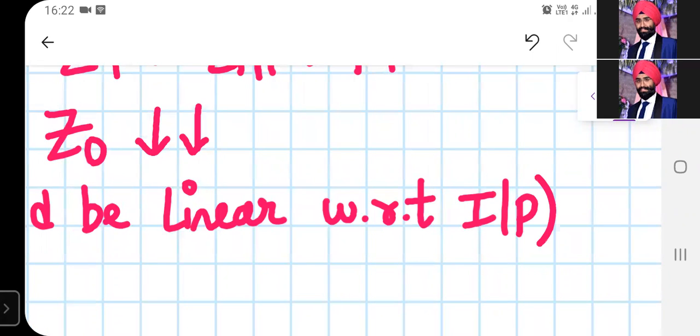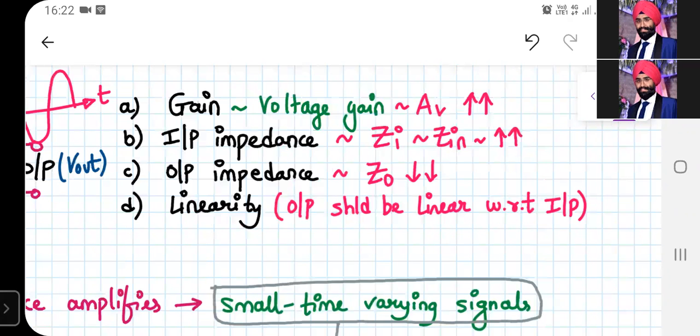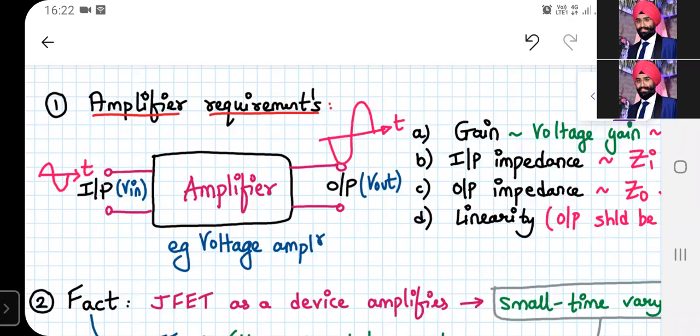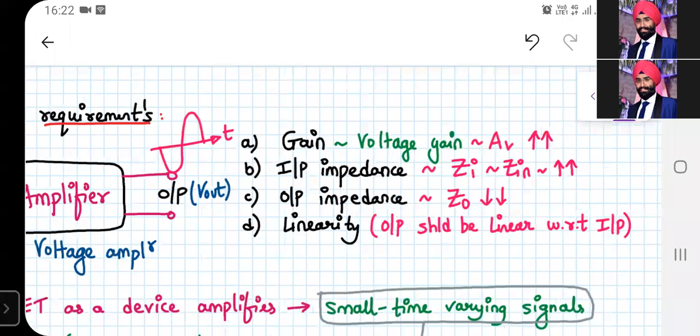This is extremely important. What will happen if your amplifier is not linear? You're giving a small sine wave at the input, but at the output you may not get the same wave shape. You are expected to get an amplified sine wave at the output, correct? So if your amplifier is not linear, the input will be a small sinusoid, but the output may not be a sinusoid, irrespective of whether it is amplifying or not. That is the reason why your output should be linear with respect to input.